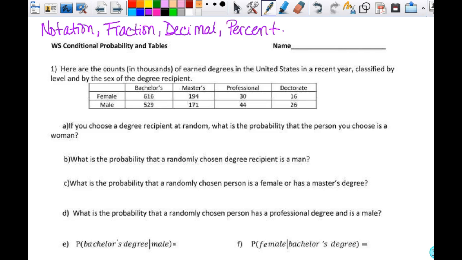This is called conditional probability in tables. Not 100% of this is conditional probability, but some of it is. But it's all probability of some sort. But it's using the data in the tables and not just straight up having to calculate everything all the time.